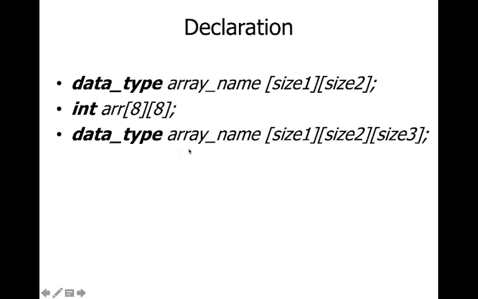Then if you want to declare a three-dimensional array, you can declare it like this: data type, array name, size 1, size 2, size 3. You can declare any number of dimensions, but we won't be using much beyond 2, 3 and 4; we'll mainly be using two-dimensional arrays. This is an example, int arr[3][6][8]. It can store 3 into 6 into 8 elements in that particular array.